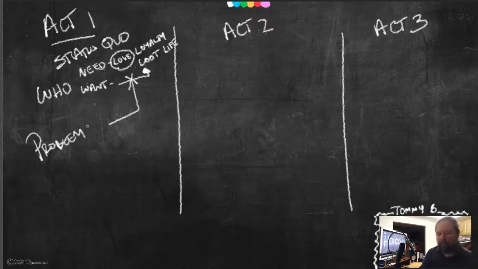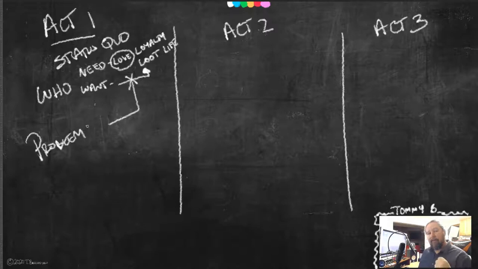Now, a problem is a particular word. This means that the character does not have the knowledge, the ability, or the tools to overcome this problem. We all know that there's a difference between the word problem and obstacle. And if you think about it, a problem is probably more significant than an obstacle. An obstacle is something that our character does have the knowledge, the tools, or the ability to overcome.